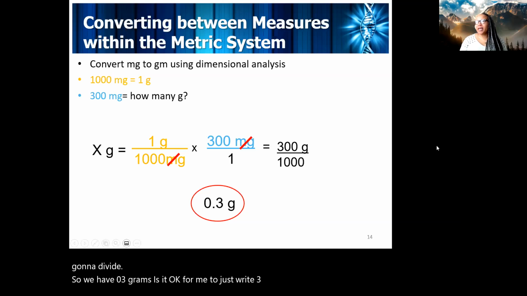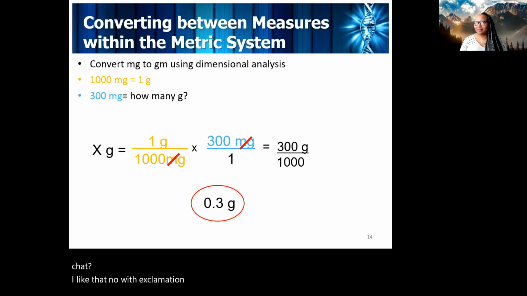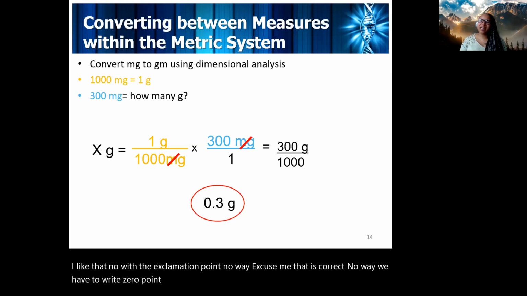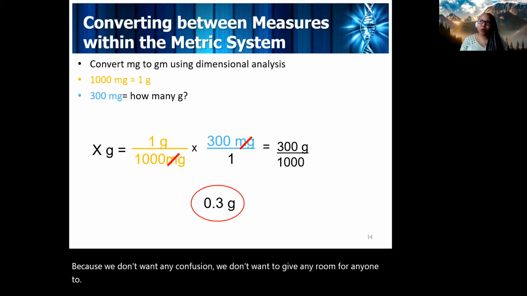I like that no with an exclamation point. No way. Excuse me. That is correct. No way. We have to write 0.3 milligrams, because we don't want any confusion. We don't want to give any room for anyone to misread what we've written.